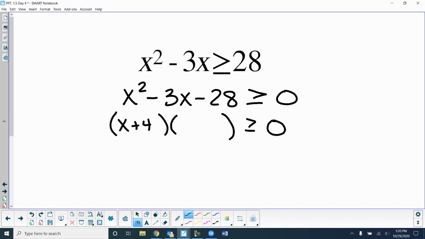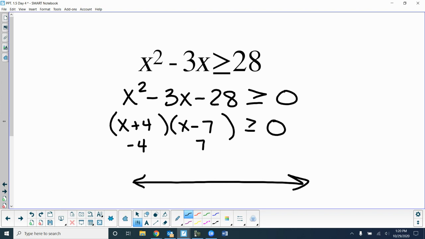X minus 7. Yeah, minus 7. Okay, 4 times negative 7 is negative 28. 4 plus negative 7, negative 3. So our two values are negative 4 and positive 7. And since it's got the equal to, we'll have solid dots.